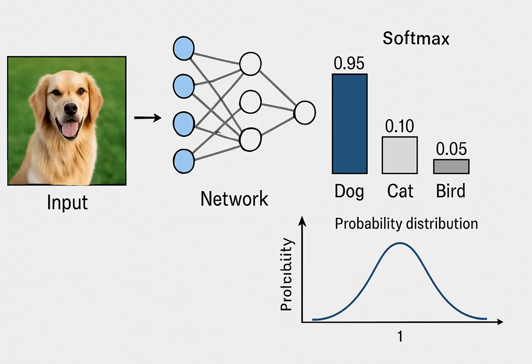Finally, we have Softmax. This one is used in the output layer when you want to classify something into categories, like deciding whether an image is a cat, dog, or bird. Softmax converts raw scores into probabilities that sum up to 1, making it perfect for multi-class classification.